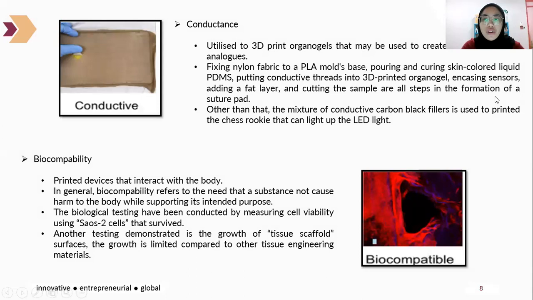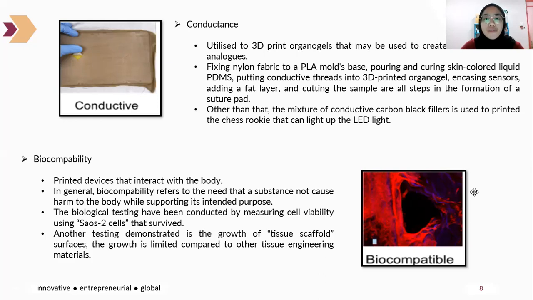The third one is the conductance. Electrical conductance is another material property that is utilized to 3D print organelles that may be used to create and detect tissue analogs. The picture is a suture pad.